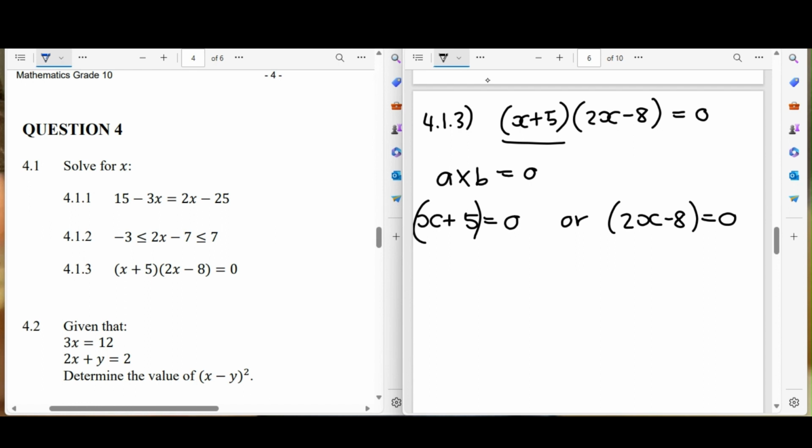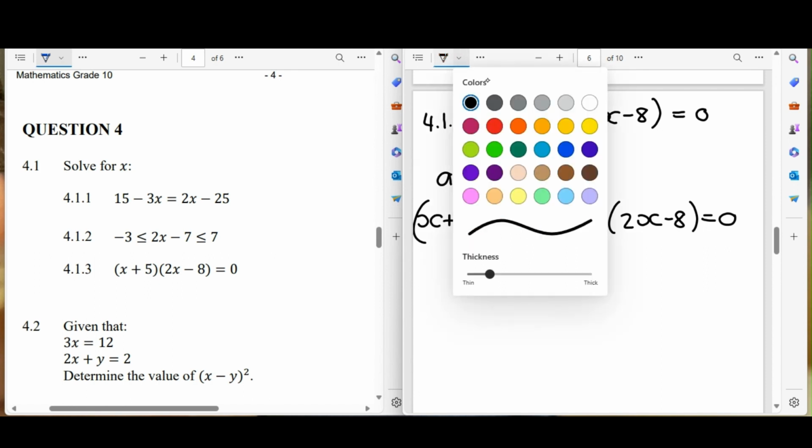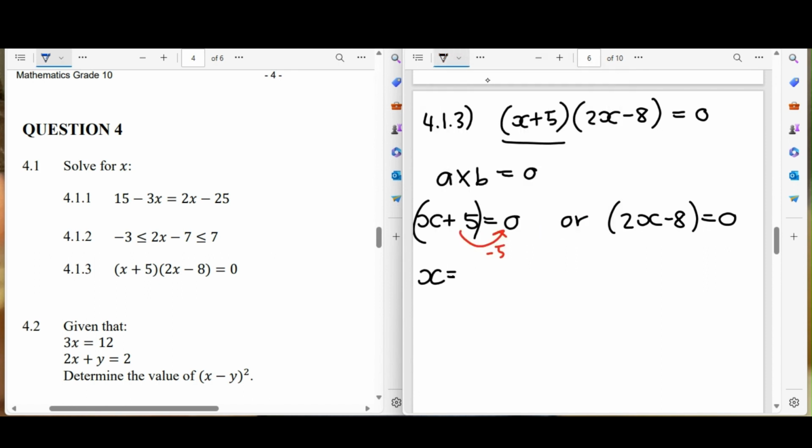So if it's x plus 5 is equal to 0, what we would do is we always want to get the x by itself. So let's take the plus 5 across. It's going to be minus 5. And so we're going to get x is equal to 0 minus 5. So x is equal to minus 5.